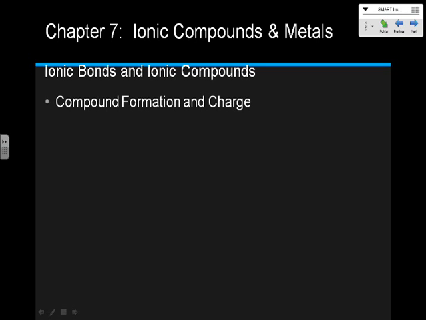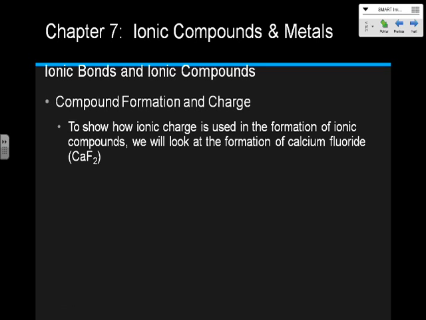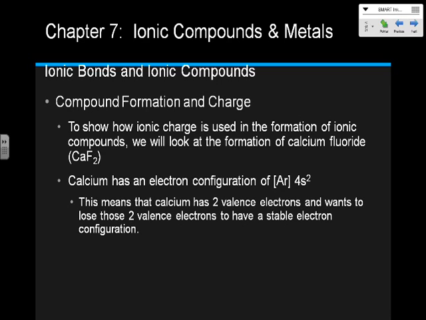Now, when we're looking at ionic bonds forming, it has to do with their charge. To show you how the ionic charge is used in the formation of these compounds, we're going to look at the formation of calcium fluoride. Calcium has an electron configuration of, and this is the noble gas configuration, or the abbreviated configuration, argon, and then 4s2. So that means that calcium has two valence electrons, and they want to lose those valence electrons so that they can have a stable electron configuration like argon.